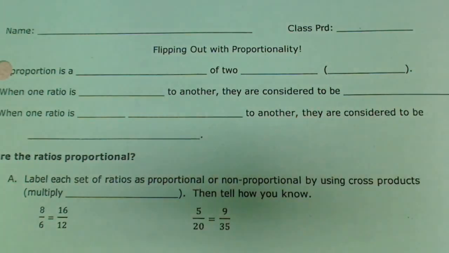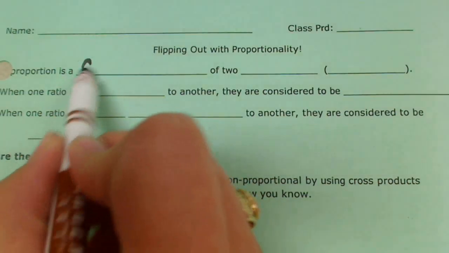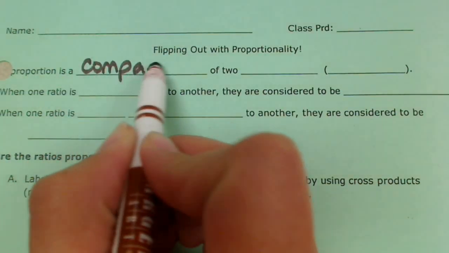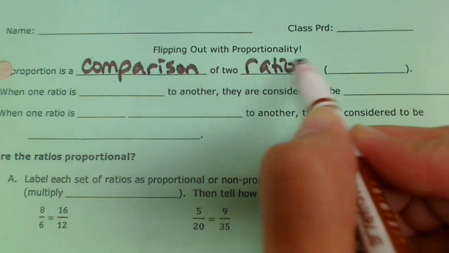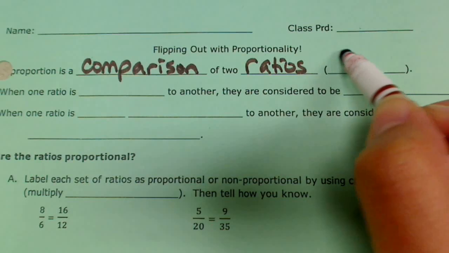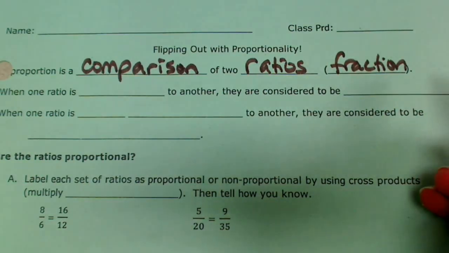Let's go ahead and start out by writing out what is a proportion. A proportion is a comparison of two ratios, and ratios is another word for fraction. So basically, two fractions that we're comparing is a proportion.